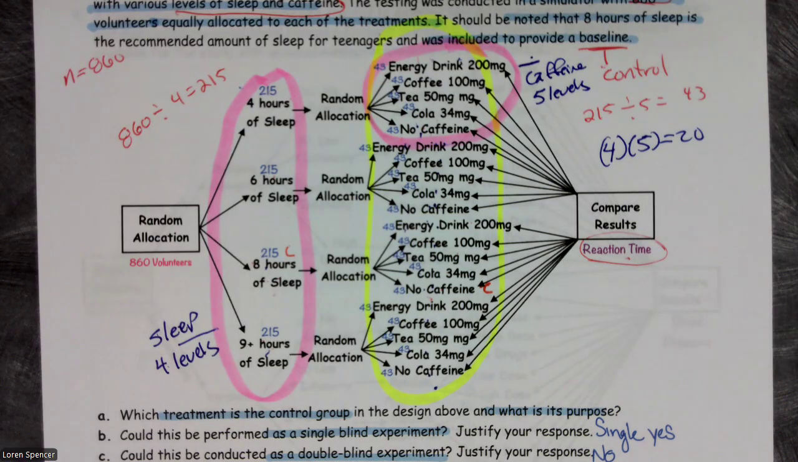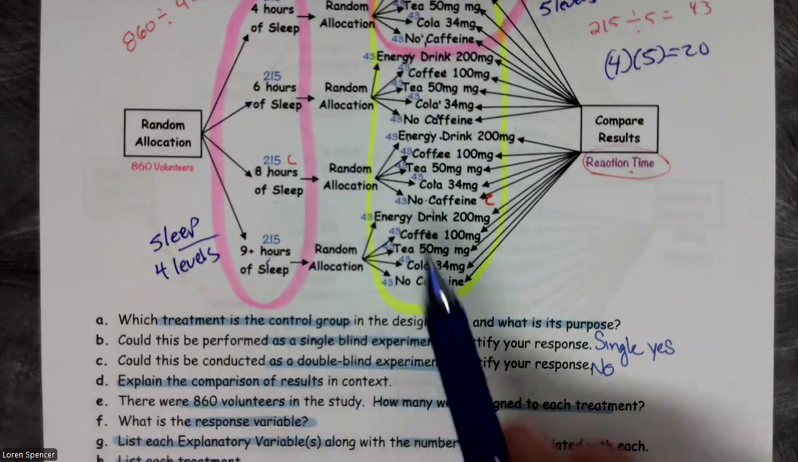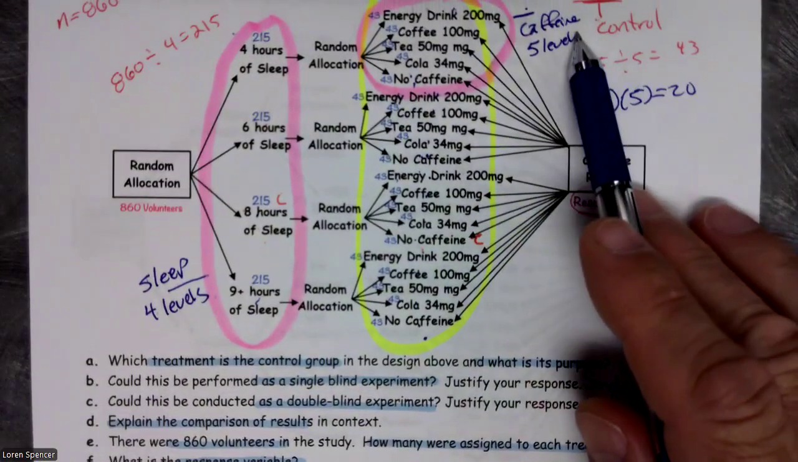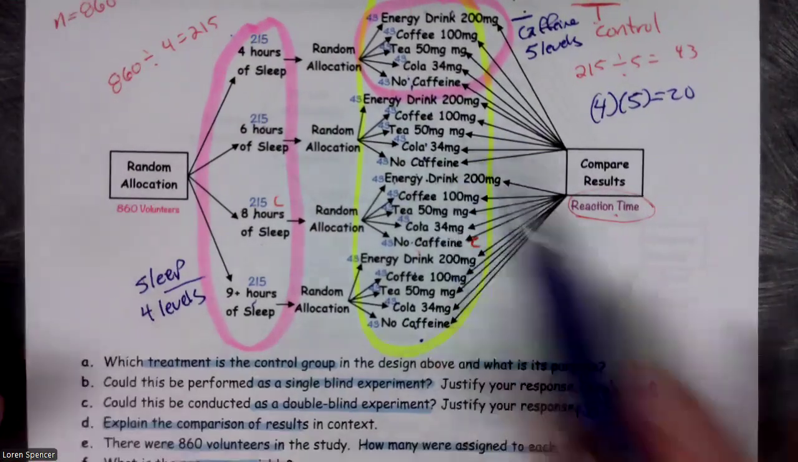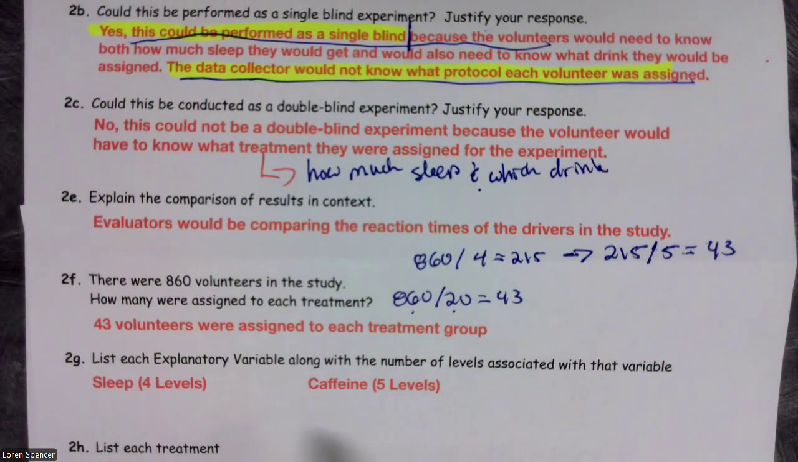All right. So for this one, it says list each explanatory variable. We said one of them was sleep, and it had 4 levels. We said the other one was caffeine, and it has 5 levels. And that's what we have right here. Sleep is 4 levels, caffeine is 5 levels. The next thing it asks us to do is list each treatment.